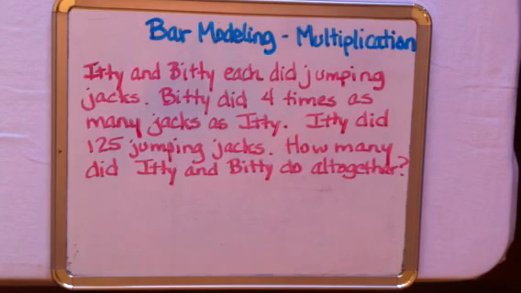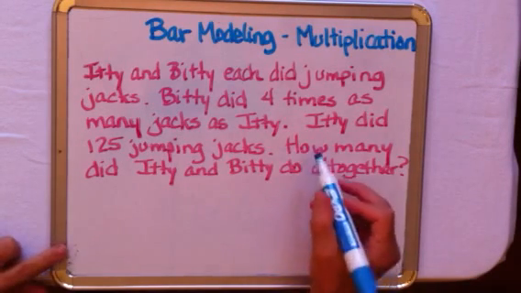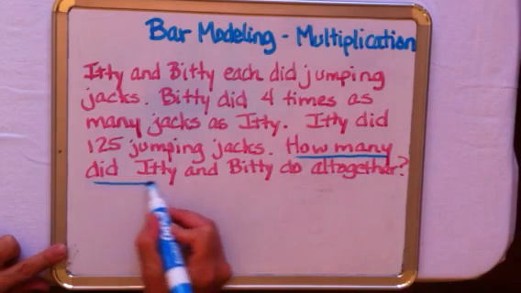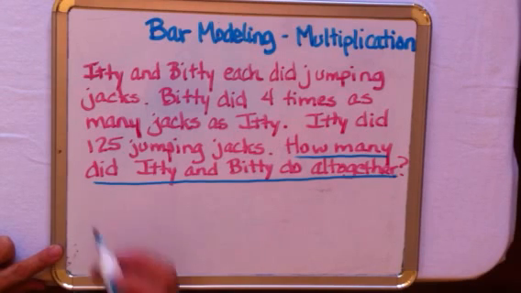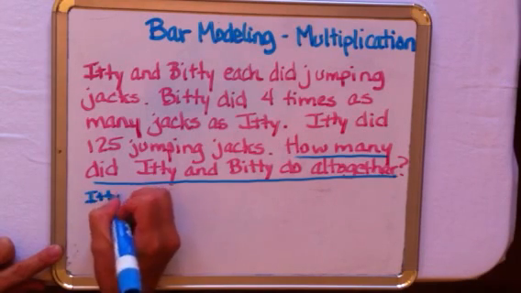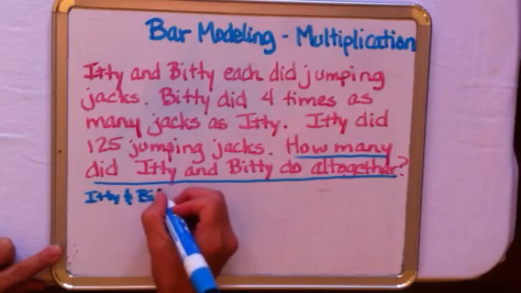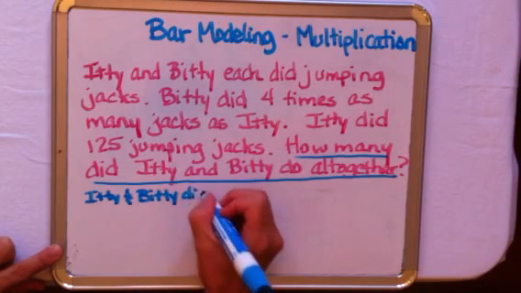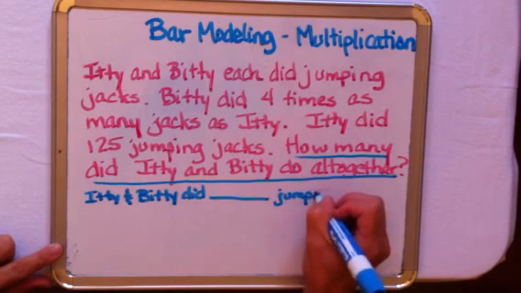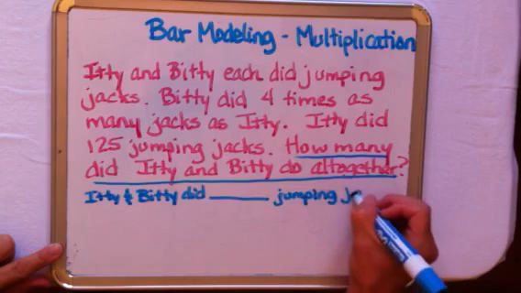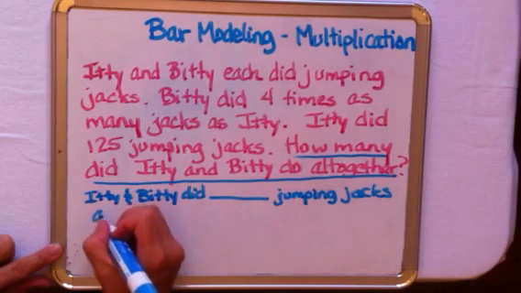The next step is to highlight or underline the question. And the question is, how many did Itty and Bitty do altogether? Then we need to rewrite this question in sentence form, leaving a blank for the answer. So I would change this into a sentence by saying, Itty and Bitty did blank number of jumping jacks all together.